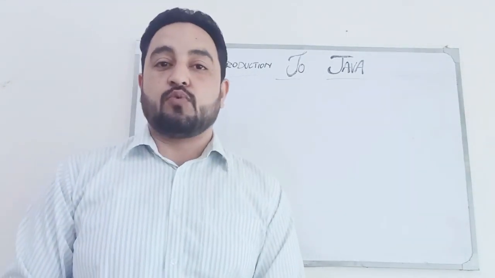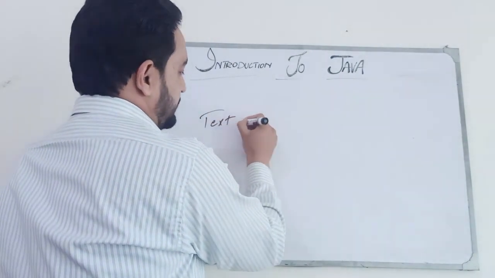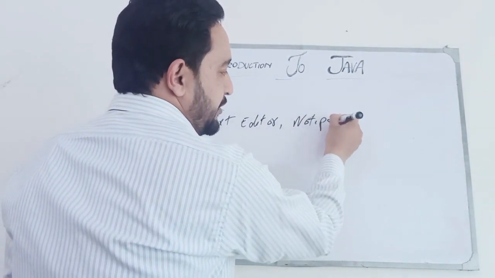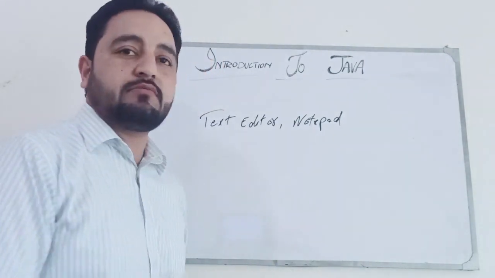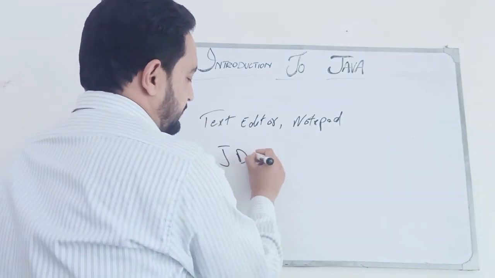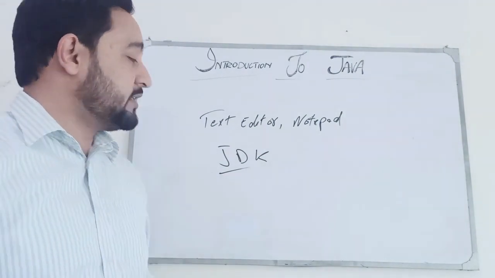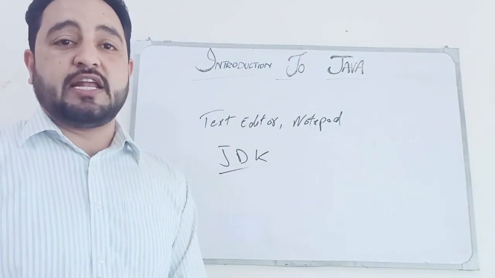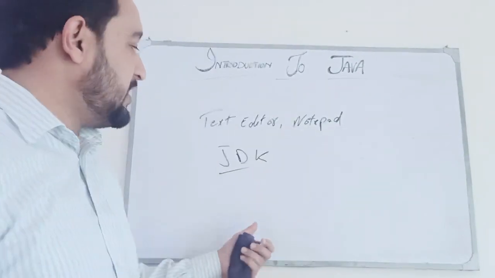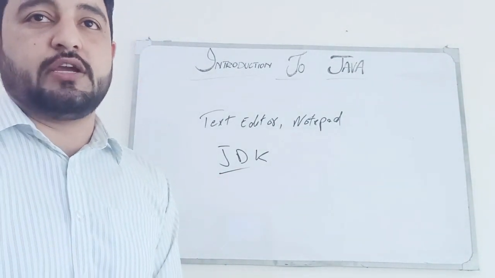For writing our first program, what do we need? We need a text editor like Notepad, which is in your Windows. I know your operating system, but you can use any text editor. We also need a Java Development Kit. Install the complete version of the Java Development Kit in your system. You can set the path in environment variables in the advanced settings of your system. The path will be like Program Files, Java Development Kit, and bin. You have to set the path in environment variables.